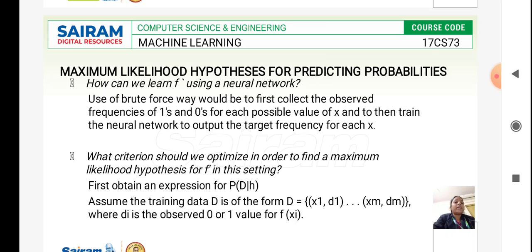Usually we have a function f which belongs to both 0 and 1. Here, instead of having both the cases 0 and 1, we are going to stick only to the condition 1 so that your likelihood hypothesis exists. To make that, we train the machine. We train the neural network. We implement this through the neural network, and we train it by observing the frequencies of occurrence of the events.